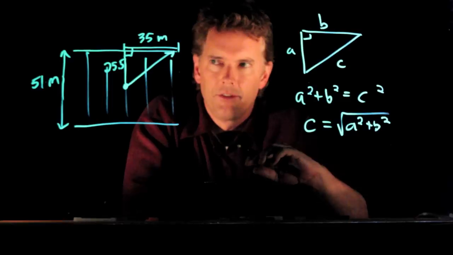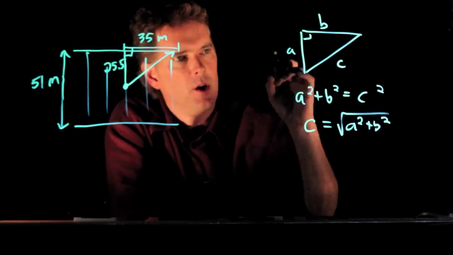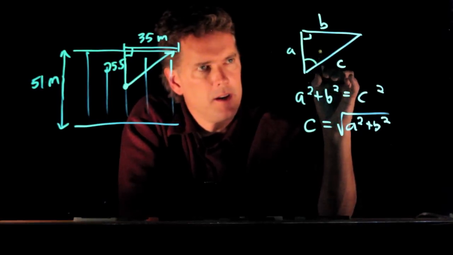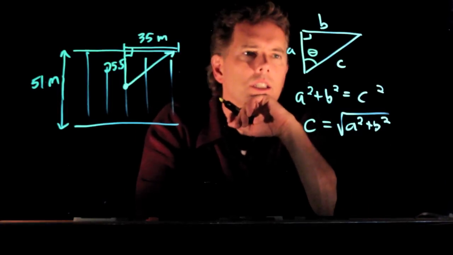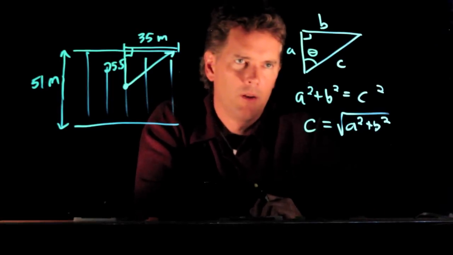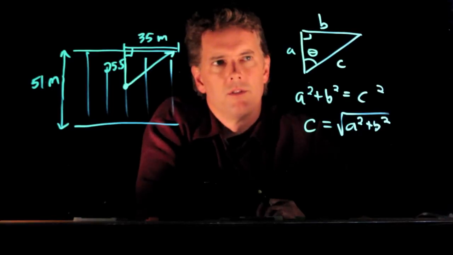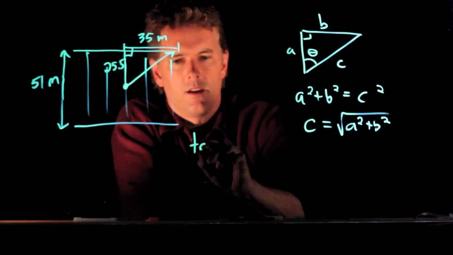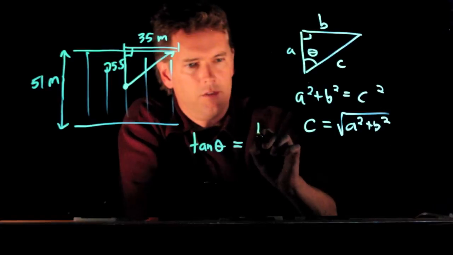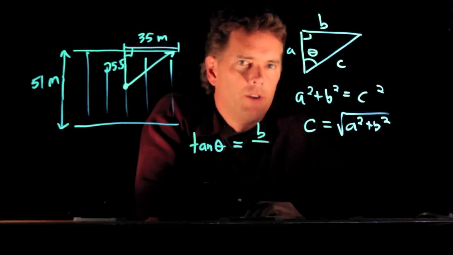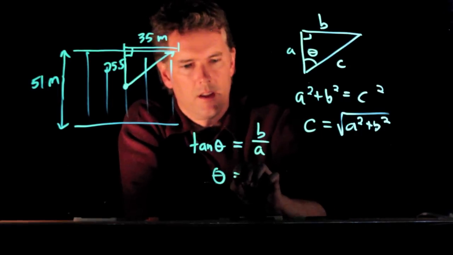Now the second part of this says, what angle did that football move at? And they want to know this angle right here. Okay, so if that's the angle we're looking for, and now we know all the sides of the triangle, we can use anything we want, sine or cosine or tangent. Why don't we use tangent, okay? Tangent of theta is opposite, in that case it's B, over adjacent, which is A. So what's theta? It's the arctangent of that.